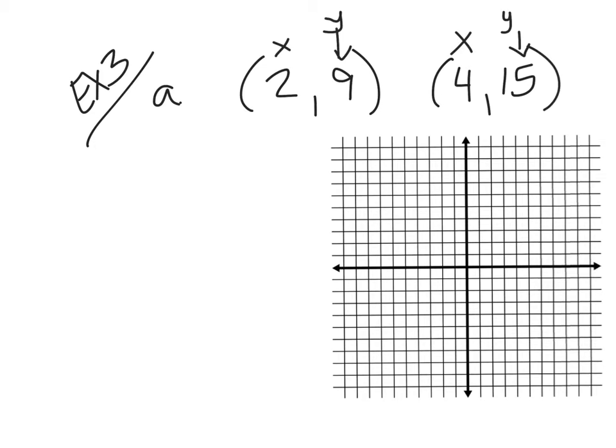So instead of going over 2, each line is worth 2. So I'm going over 1 and then up 4.5, right? Because that would be 9 right there in the middle. And then this one is over 4, which is over 2, and then up half of 15 would be 7.5. Yeah, 7.5. So 1, 2, 3, 4, 5, 6, 7.5.